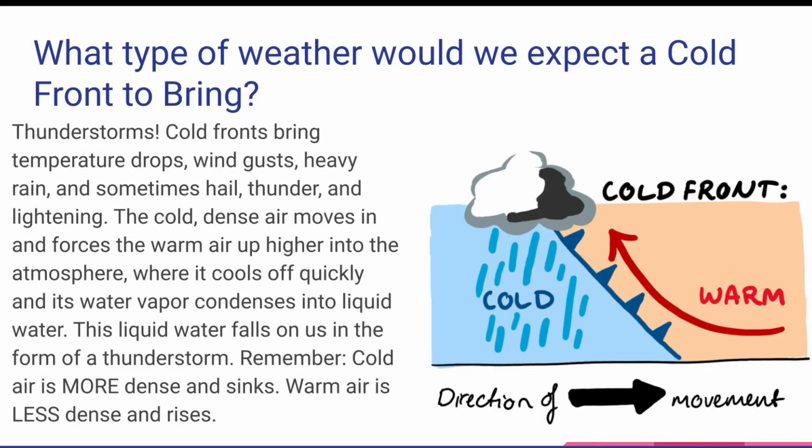So this cold, dense air moves in, and as it encounters the warm air that was already at that place, it very quickly forces that warm air to rise because the cold air is more dense, so it sinks beneath the warm air. Well, that warm air had a lot of water vapor in it. So as that cold air moves in and forces that warm air up into the upper atmosphere, that warm air then cools off very quickly and its water vapor condenses into liquid water, and we get sudden and heavy rainfall.